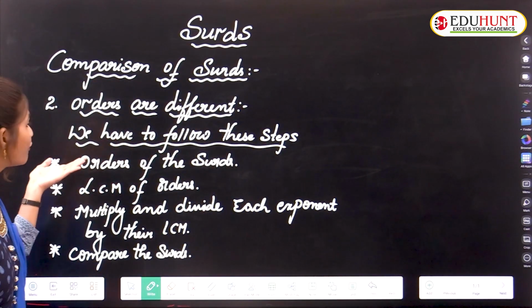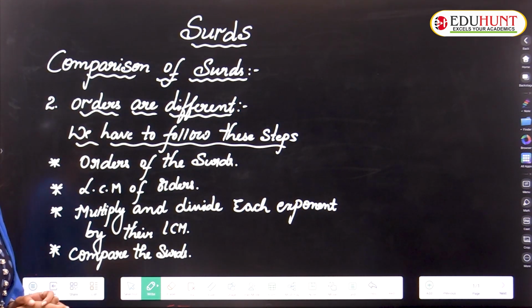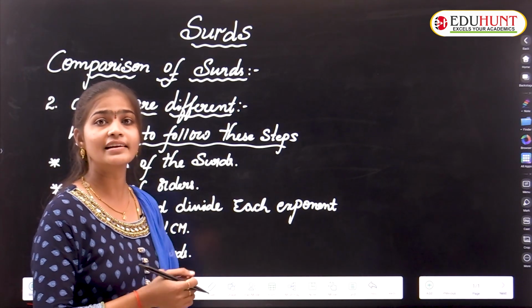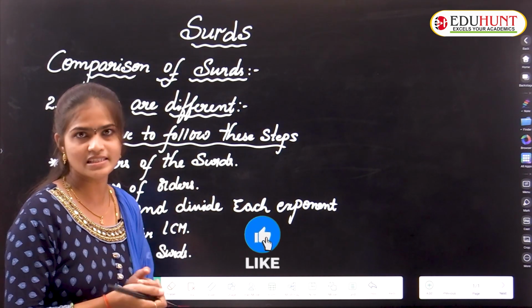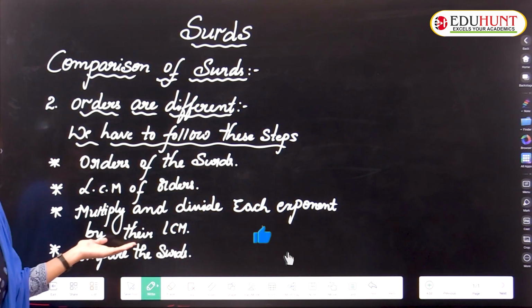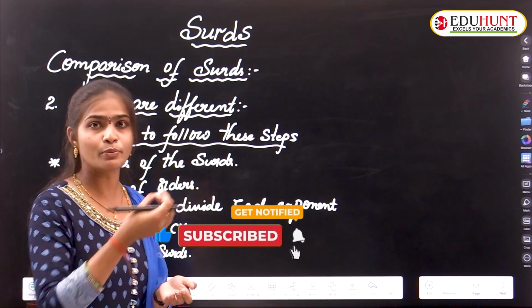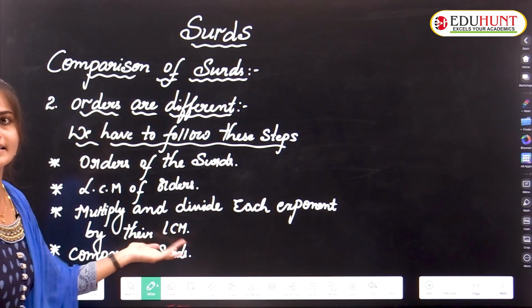First, the first step is the orders of the surds. First we need to write the orders of the given surds. Next we need to take the LCM of the orders of the surds. Next, the third one: we need to multiply and divide each exponent by their LCM. After that we need to compare the surds.